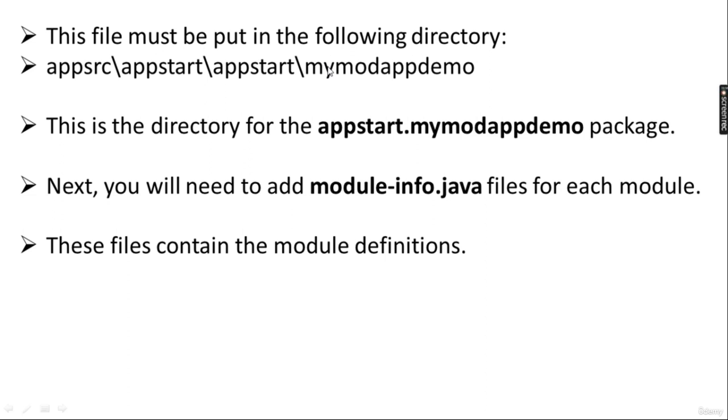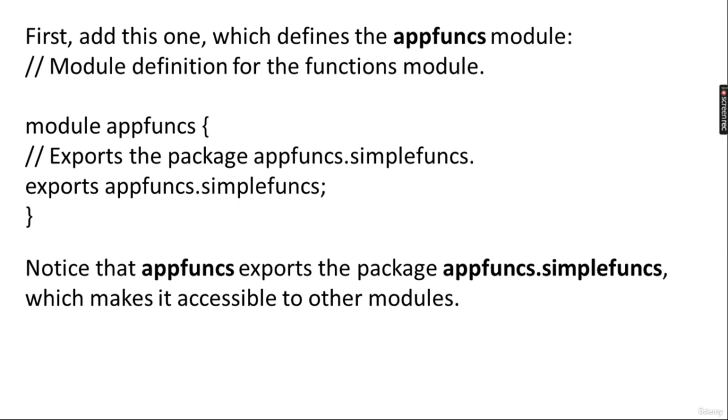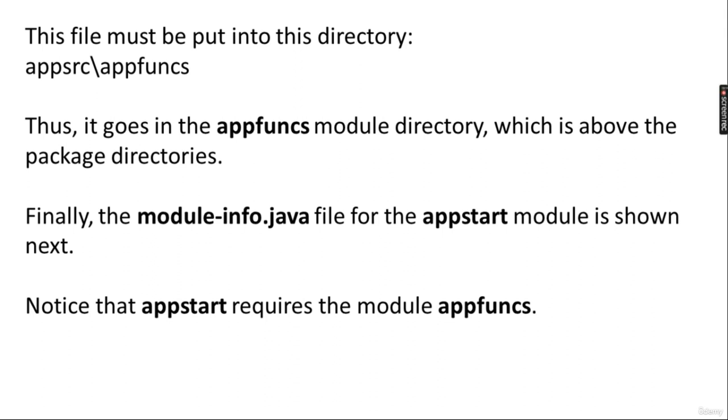Okay, next you will have to add module information. It is compulsory. This file contains the module definition. So add this module app functions, which defines the app functions module. It exports the package app functions dot simple functions that will be required by my mod app demo. Notice the app functions module exports the package app functions dot simple functions, which makes it accessible to other modules. The file must be put in appsource app functions. It goes in the app functions module directory, which is above the package directory.